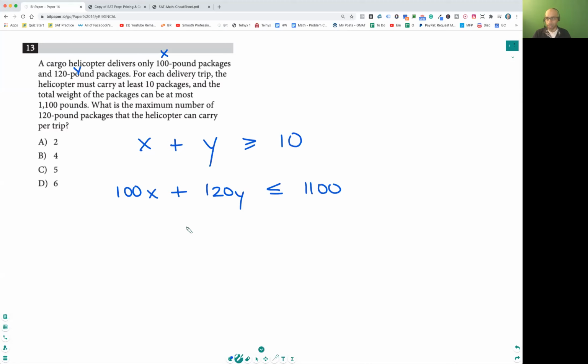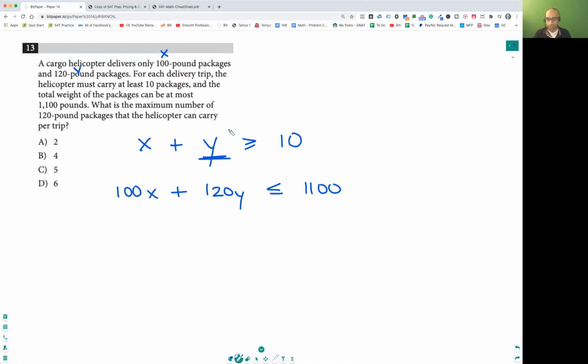Yes, exactly right. Exactly right, Shami. So that's how you're going to write this, right? Now, how do you solve this, right? They're asking you what is the maximum number of packages, right? Which is 120 pounds, so which is this guy. So 120, so this guy. So how do you solve this equation, right?